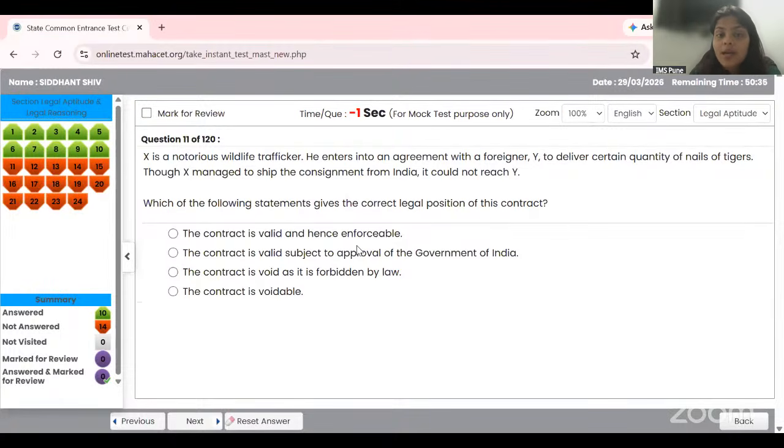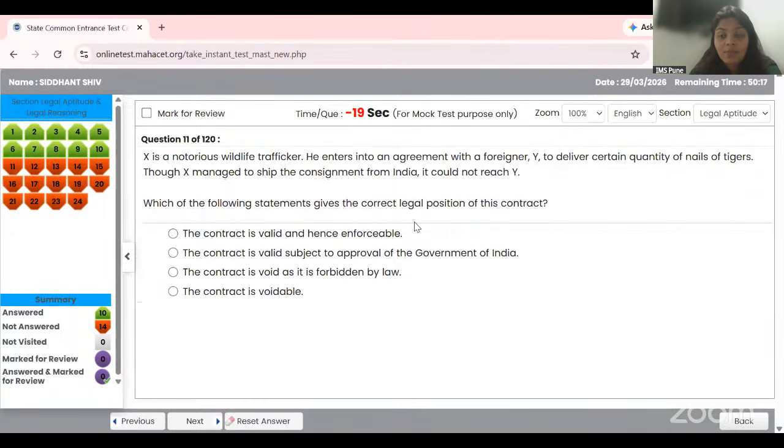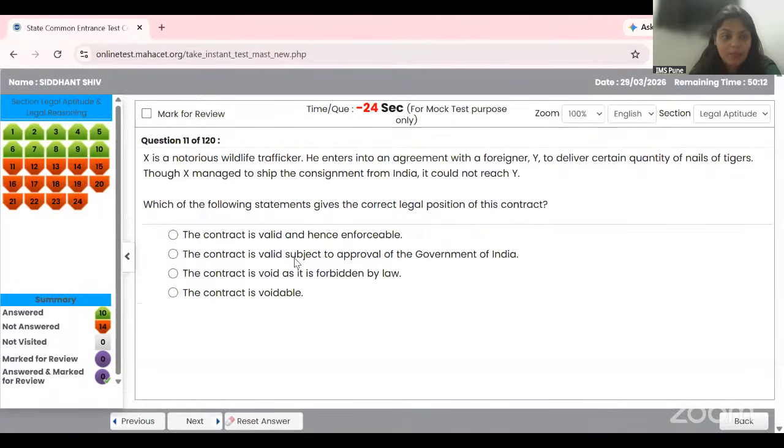So first, the contract is valid and hence enforceable. But do we see certain illegality? Yes. This person is a trafficker and he sent nails of tigers, right? So he is indulged in trafficking again, right? So this is something which is unlawful, something which is not allowed by law. So it is not enforceable.